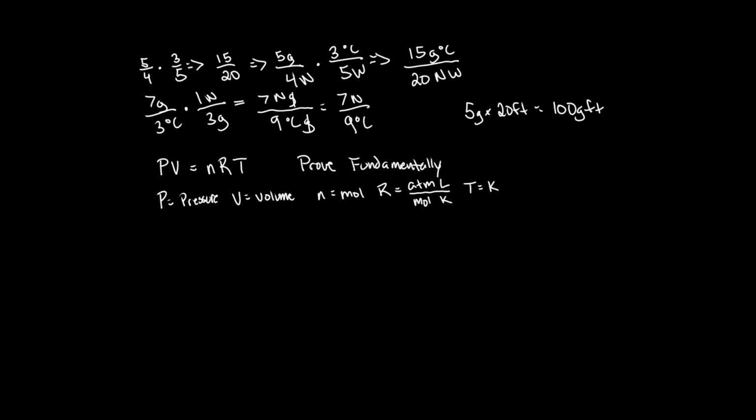So, first, let's start off with nRT. What is nRT? Those are all units that we have. So that's going to be a mole times an atmosphere liter over mole Kelvin times Kelvin. Now let's take this and put it into fundamental dimensions. So a mole is going to be an N in our fundamental dimensions times atmosphere. Atmosphere is going to be a pressure in our fundamental dimensions.